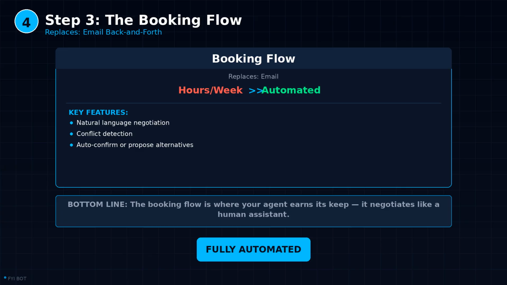Second, your agent checks your calendar. It applies all the rules we just set up. It finds the slots that work based on your buffer times, focus blocks, daily limits, and existing commitments.